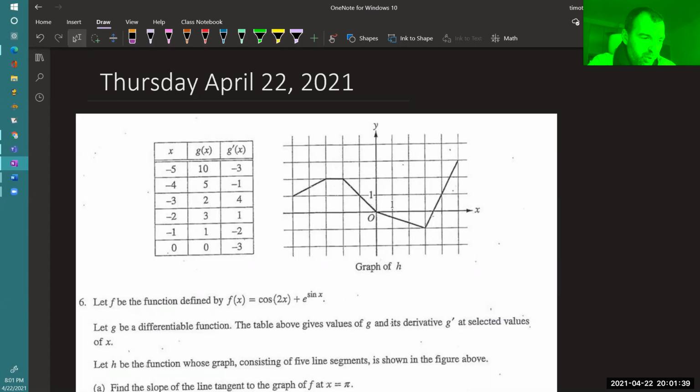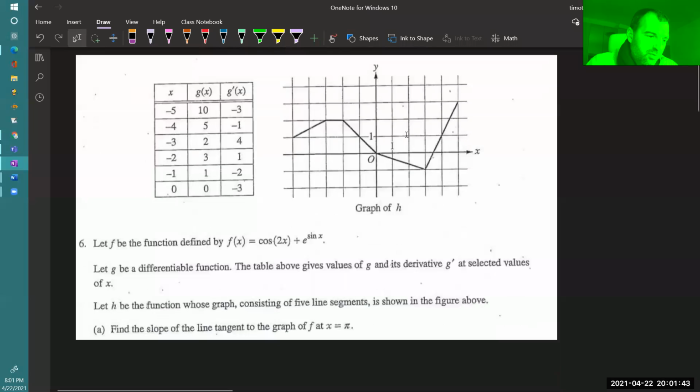So that's pretty interesting. So anyway, let's take a look at this first question here. Let f be the function defined there. We also have a function h here, and we have a function g and g prime. Okay, one is a table of values, the other a graph, and the other just a plain old function.